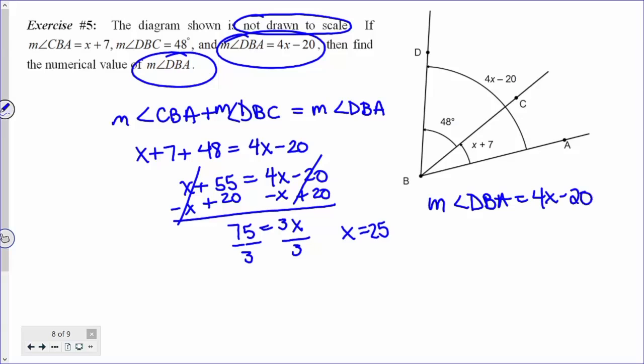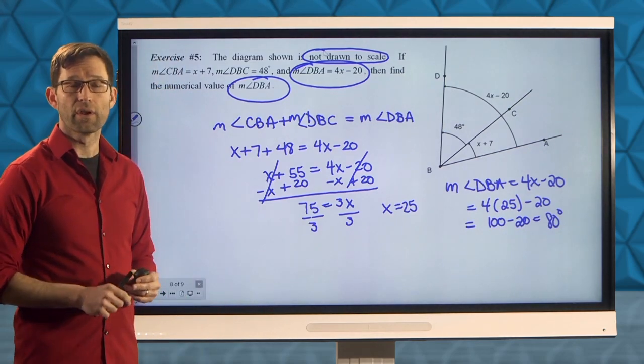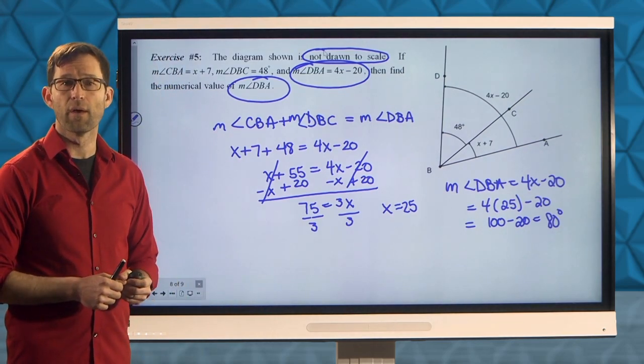Since we now know what the value of x is, we can substitute it in. x is 25, so we'll have 4 times 25 minus 20. 4 times 25 is 100, and 100 minus 20 all works out nicely. The measure of angle DBA is 80 degrees. All right, and that's it. Let me step aside, take a look at the work, pause the video if you need to, and then we'll wrap it up.